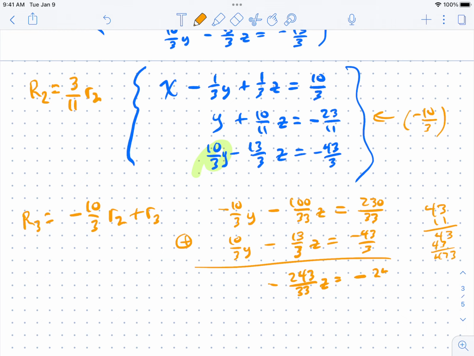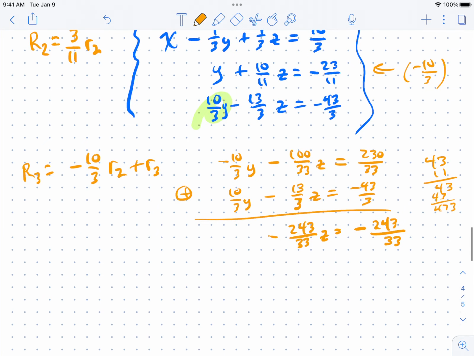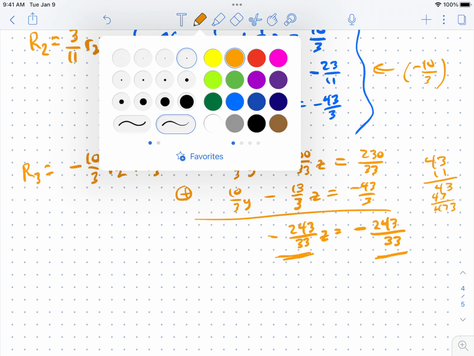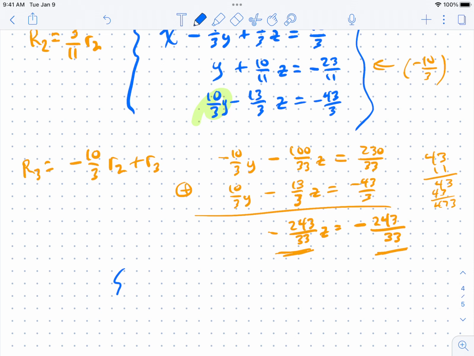Oh my gosh, are you kidding me? Look what just happened. Oh gosh, that's lucky, and I'm glad we got lucky because these numbers are getting intense. So negative 243 over 33, z is equal to negative 243 over 33. Z is equal to 1. But just to follow our method oh so precisely, I'm going to write the state of this system right now.